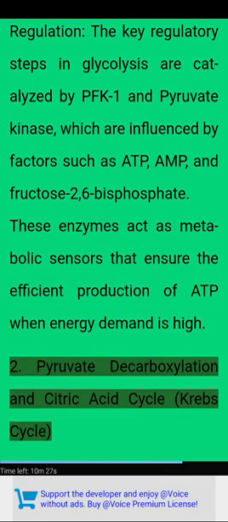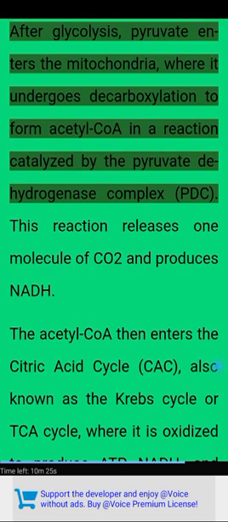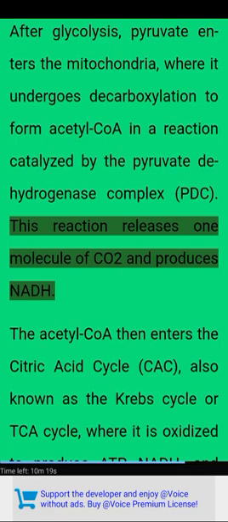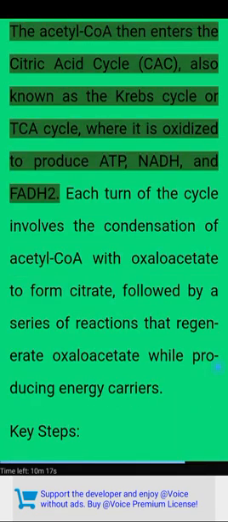2. Pyruvate decarboxylation and citric acid cycle (Krebs cycle). After glycolysis, pyruvate enters the mitochondria, where it undergoes decarboxylation to form acetyl-CoA in a reaction catalyzed by the pyruvate dehydrogenase complex (PDC). This reaction releases one molecule of CO2 and produces NADH. The acetyl-CoA then enters the citric acid cycle (CAC), also known as the Krebs cycle or TCA cycle, where it is oxidized to produce ATP, NADH, and FADH2.